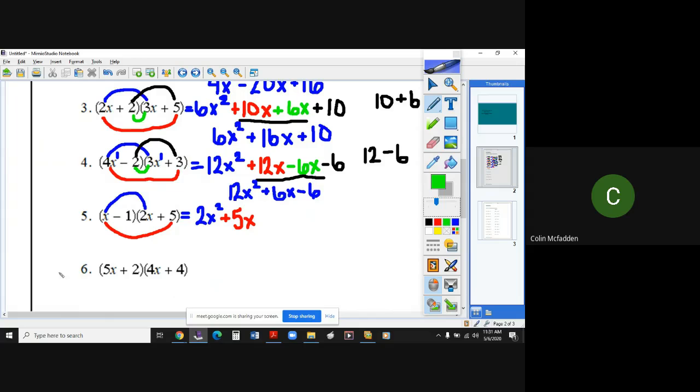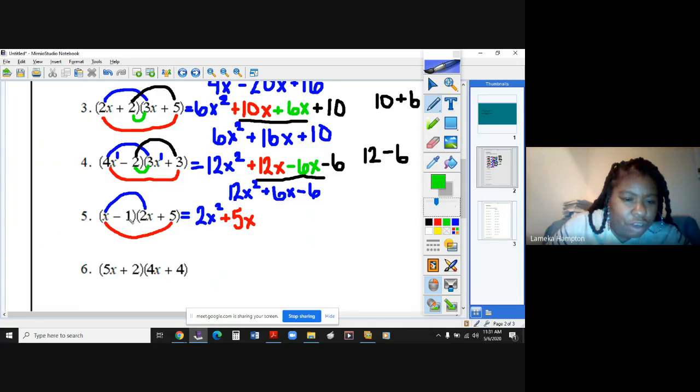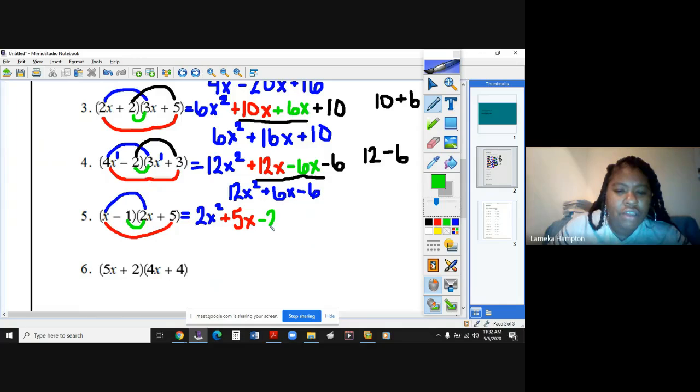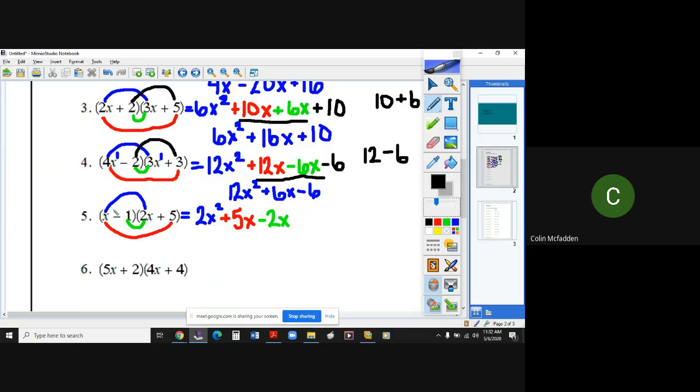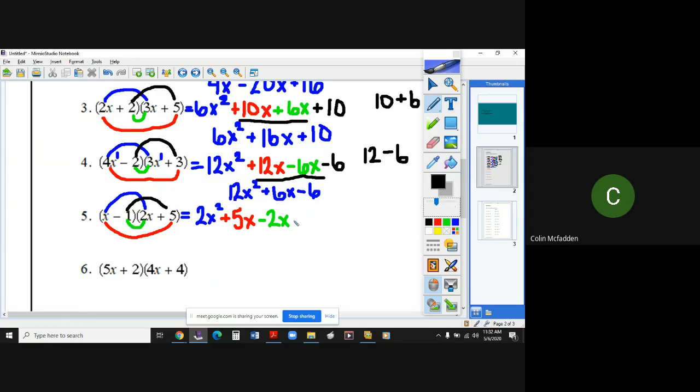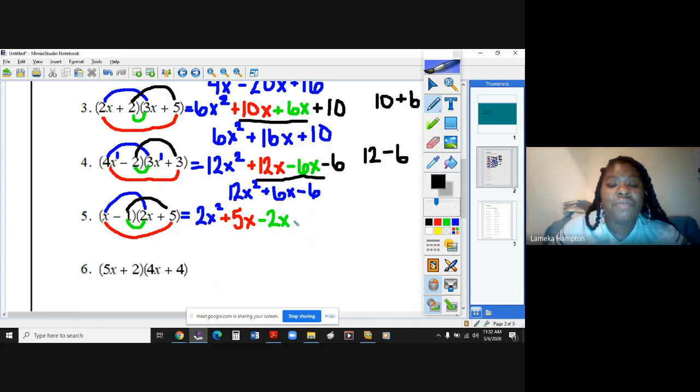Negative 1 times 2x. Yes, sir. My pen can stay in one spot. All right. And that's going to give me what? Negative 2x. Negative 2x. All right. And last but not least, what's in black? Negative 1 times 5. Yep. Which gives me a what? 5. Well, what's a negative times a positive? You said a negative? Negative. Okay. Negative. All right. There we go.